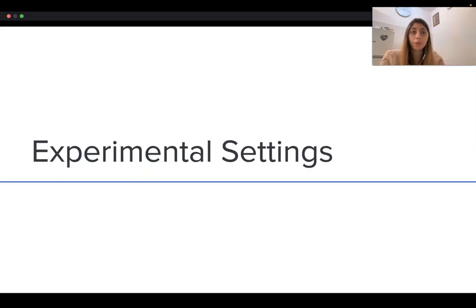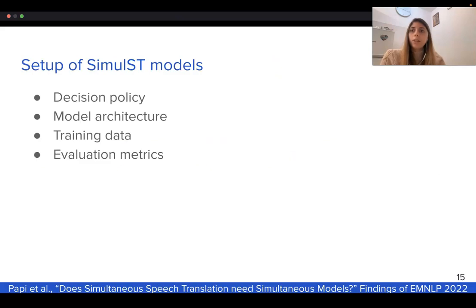So I first describe the experimental settings, and in particular, which kind of decision policy we use in our paper, which kind of model architecture, training data, and evaluation metrics.